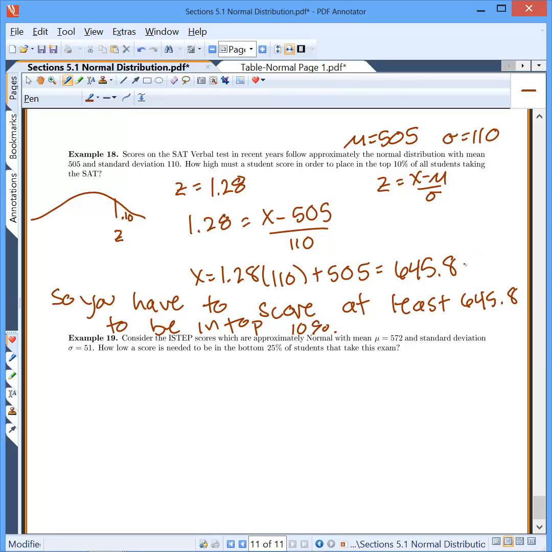And for our last example, I found a z value of negative 0.67, which when I then solved for x gives me an x value of 537.83. So to be in the bottom 25% of students, you need to get 537.83 or worse.